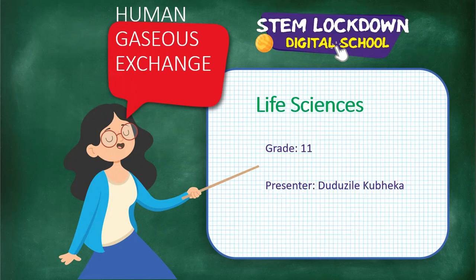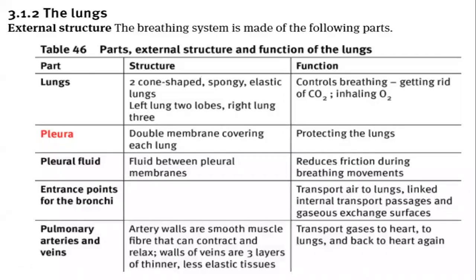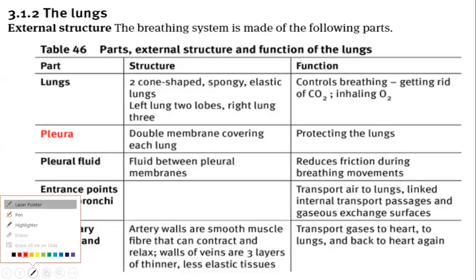Now, guys, remember we had started off, we discussed this part yesterday, the external structure of the lungs. On the external structure of the lungs, you have the pleura, which is the double membrane that covers the lungs and protects it. It's like a shield for the lungs.